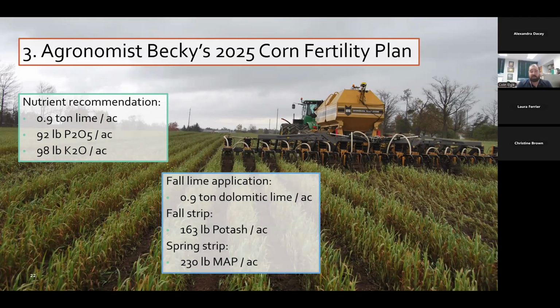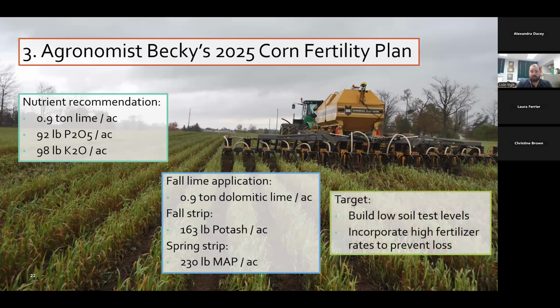Potentially worried about things like salt load or potential for injury to that crop, doing it in the spring. Maybe he's doing a fall strip anyways and wants to speed up the spring pass by putting less fertilizer on. But recommending the MAP in the spring to take advantage of the nitrogen that's in that phosphorus and make sure that it's available for that crop. So her targets for Farmer Joe are to build those low soil test levels and looking to incorporate those higher fertilizer rates to prevent any potential losses.